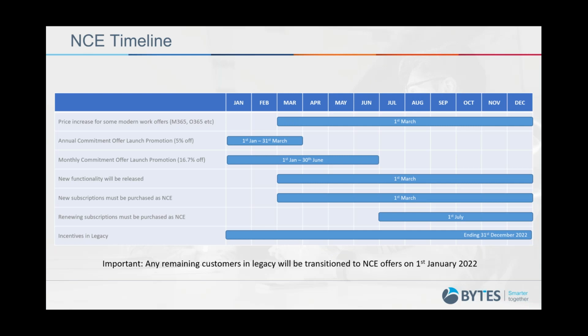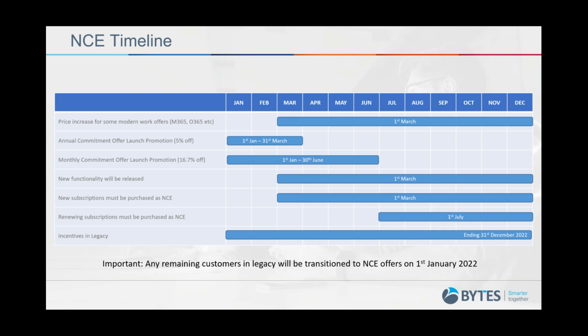In CSP, customers can either purchase a new subscription in Legacy before the 1st of March, or if they're buying a new commerce experience part code, they can use that to lock in pricing using the annual commitment offer, which will then take them through to the end of a full 12 months.